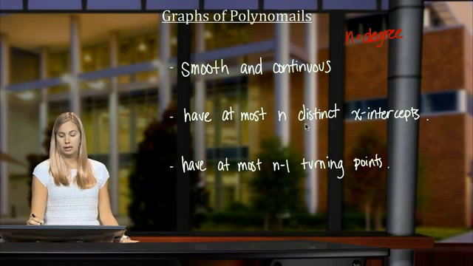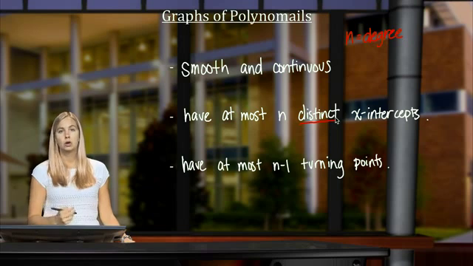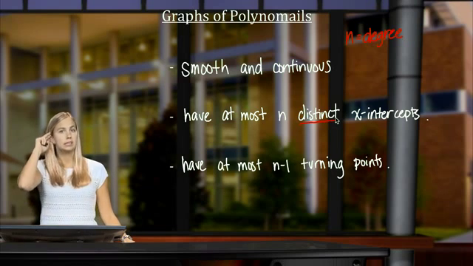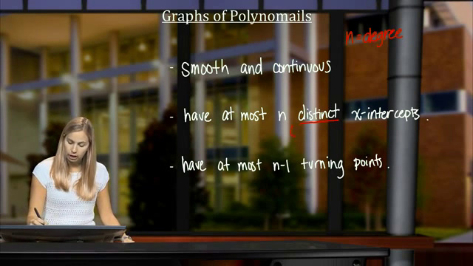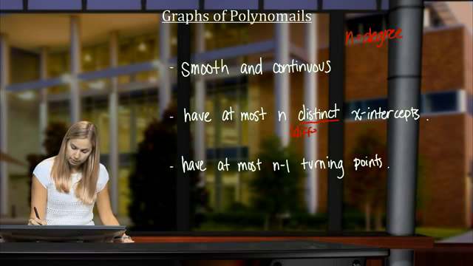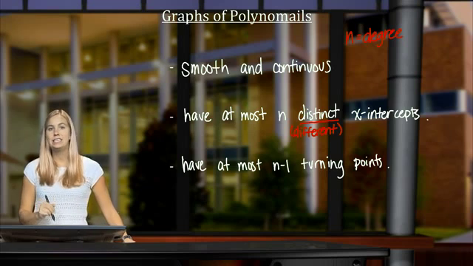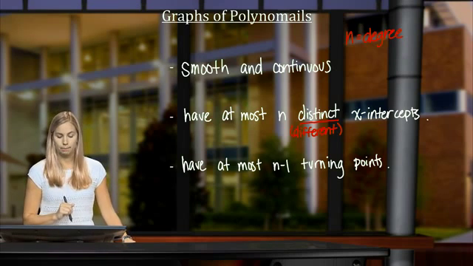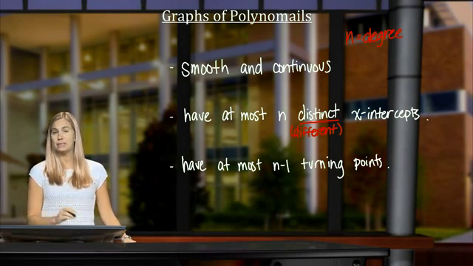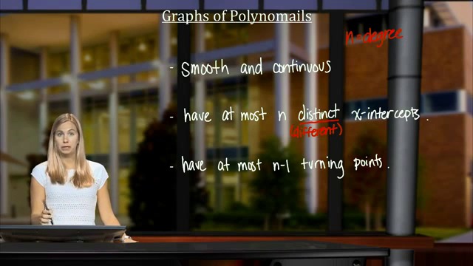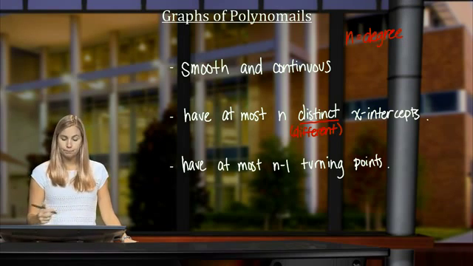In our first statement, n distinct zeros, what do we think the word distinct means here? In this case, distinct is talking about different. There is at most n different x-intercepts, which means that we could have less, right? At most means that many or fewer.